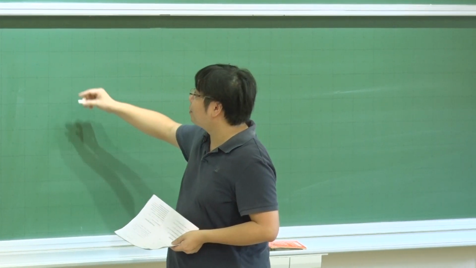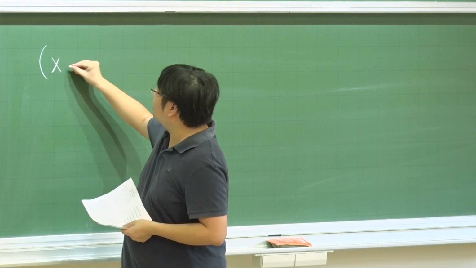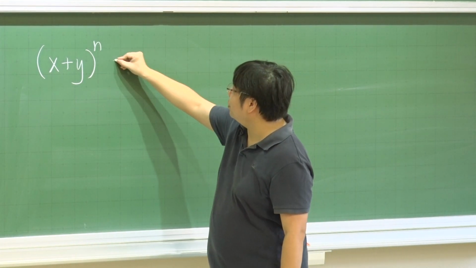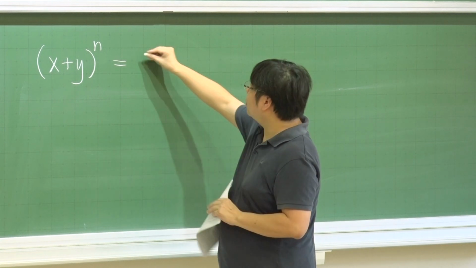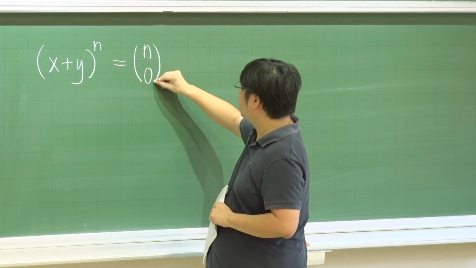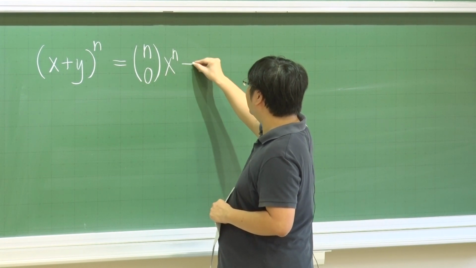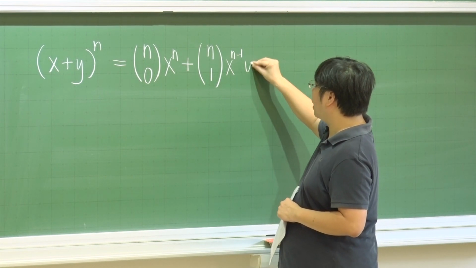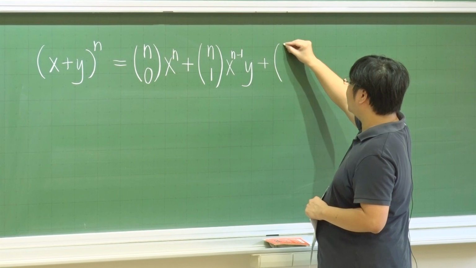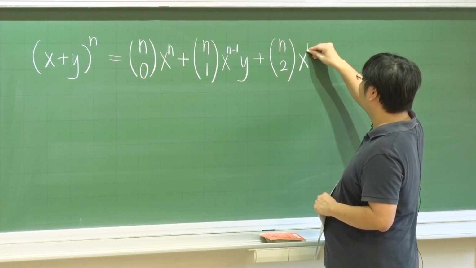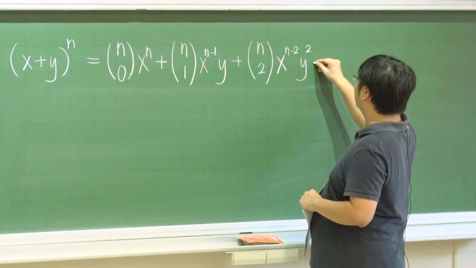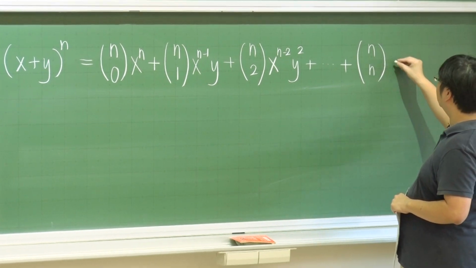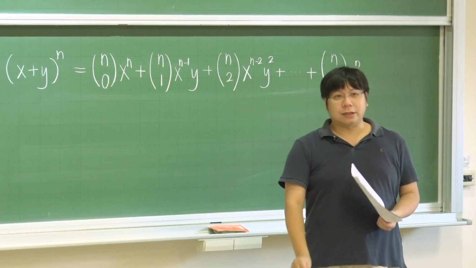Okay, this is the identity called the binomial theorem. It says (x + y)^n is equal to n choose 0 times x^n, plus n choose 1 times x^(n-1) y, plus n choose 2 times x^(n-2) y^2, plus dot dot dot, up to the last term, which is n choose n times y^n. So this is the so-called binomial theorem.